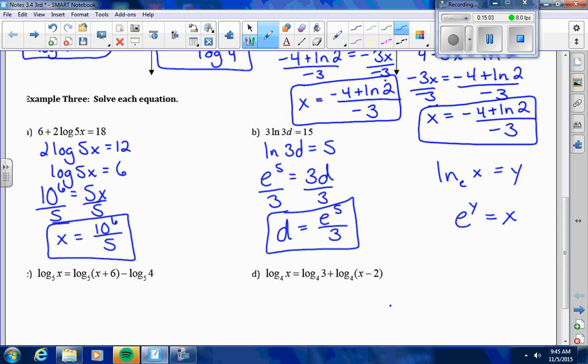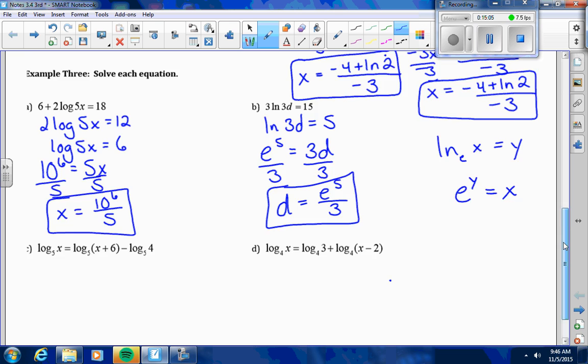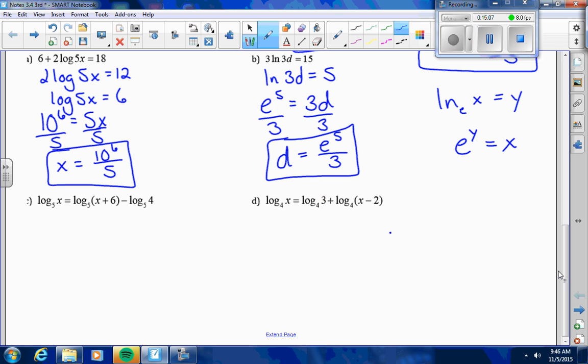All right. Now let's try part C. Part C is loaded with logarithms. So we're going to have to use some of the properties we learned yesterday to help us solve these. Log base 5 of x equals log base 5 of x plus 6 minus log base 5 of 4. Which side can I simplify a little bit? The right-hand side. How can that be simplified?